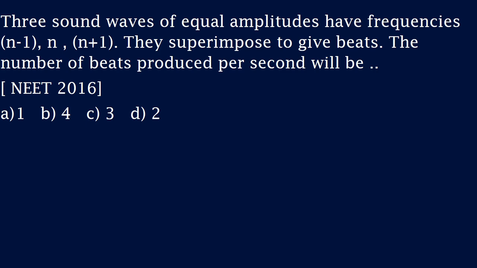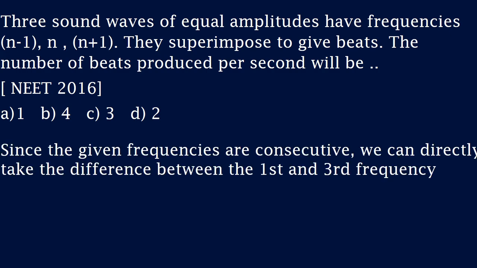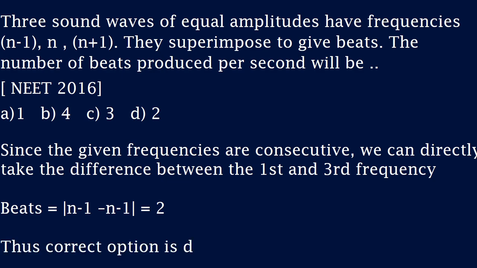In this question, 3 sound waves of equal amplitude have frequencies n minus 1, n and n plus 1. They superimpose to give beats. Asked to calculate beats produced per second. Since the given frequencies are consecutive, we can directly take the difference between the first and the third frequency. Therefore, beats is equal to modulus of n plus 1 minus n minus 1, equal to 2. Thus, option D is correct.